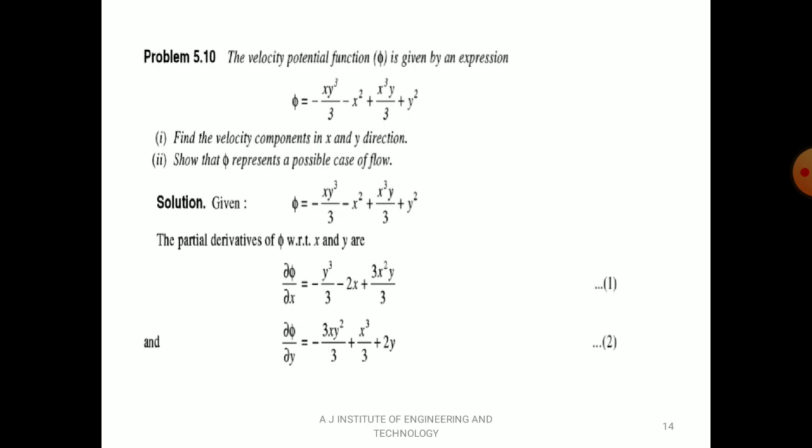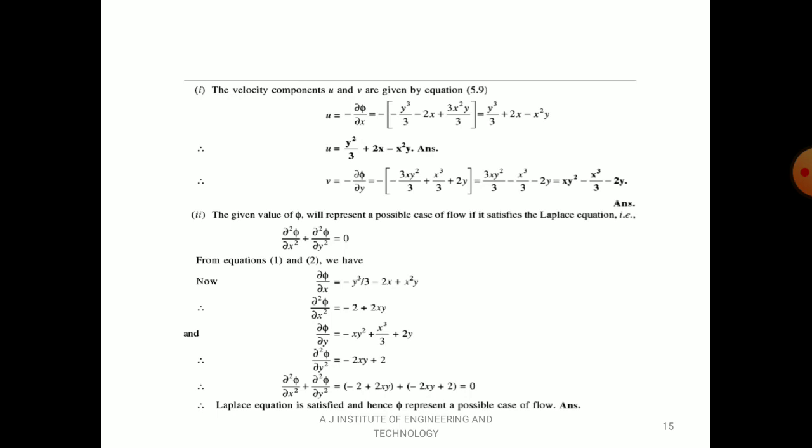Similarly, differentiate the above expression with respect to y. Dou phi divided by dou y is equal to minus 3xy square divided by 3 plus x cube divided by 3 plus 2y. Take it as expression 2. Now velocity components u and v are given, from the definition of velocity potential function, by u equal to minus dou phi by dou x and v equal to minus dou phi by dou y. But we have expressions for dou phi by dou x and dou phi by dou y. Just substitute: u equal to minus into whatever you have obtained by differentiating with respect to x, minus into minus y cube by 3 minus 2x plus 3x square y divided by 3. Multiplying the minus sign inside, that becomes y cube divided by 3 plus 2x minus x square y.